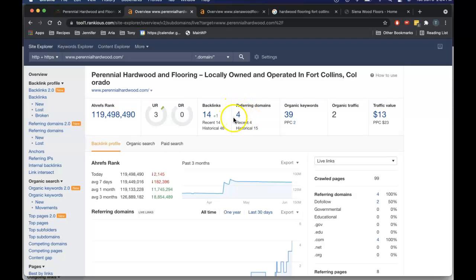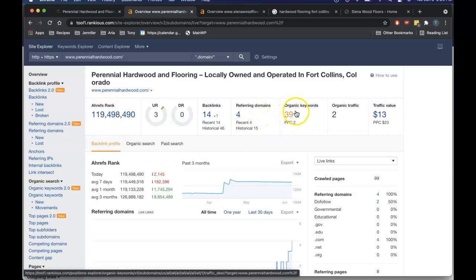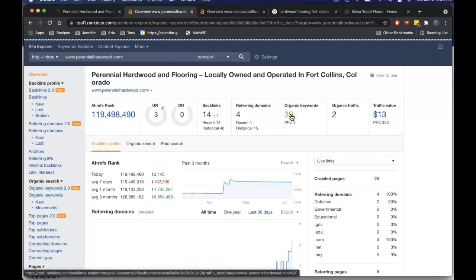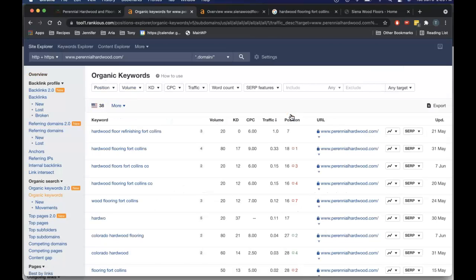So this number is the really important one. The more of these domains you have, the better. You've got 39 keywords that you are being found for, a total traffic value of 2. So you're not doing the hottest when it comes to backlinks, and that's really hurting your chances of getting that organic traffic. So for example, this keyword here gets searched about 20 times a month, and you're in position 7, getting about one click on average at that position.